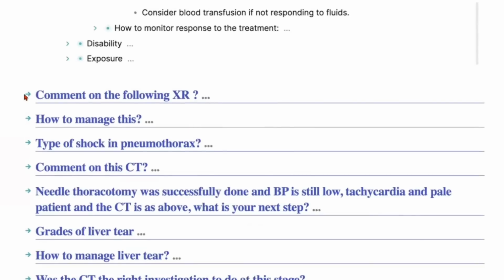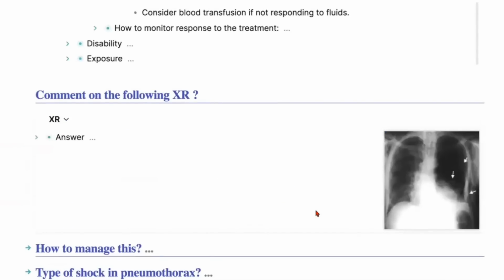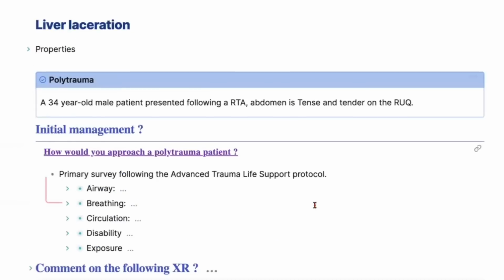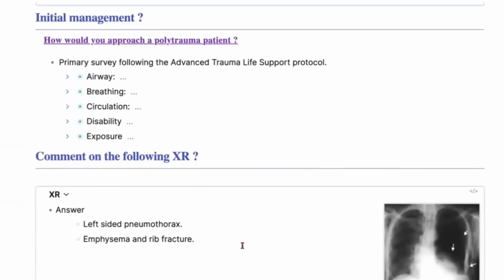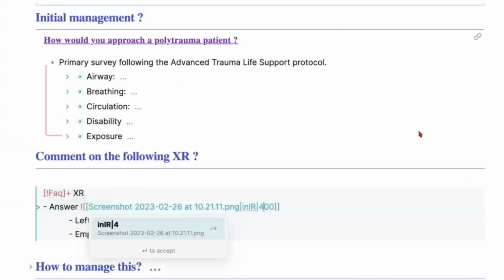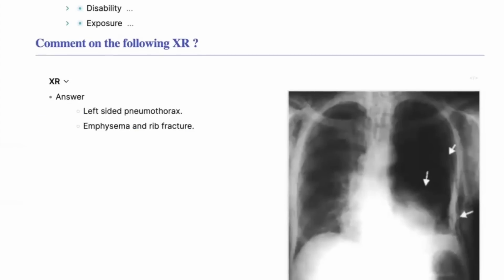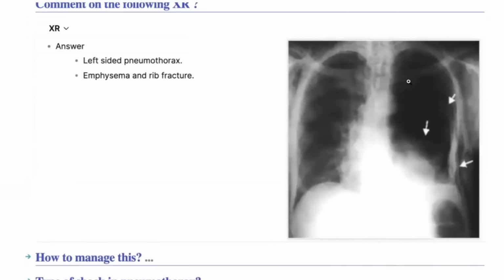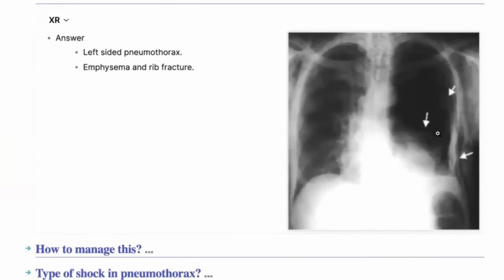Sounds really good. You have an X-ray. Could you please give me a comment on that X-ray? Yes, so this is an AP radiograph of an unidentified individual at an unidentified time. The most obvious abnormality is that there is a left-hand-sided pneumothorax with associated surgical emphysema and a rib fracture as well. So left-sided pneumothorax and emphysema with rib fractures.